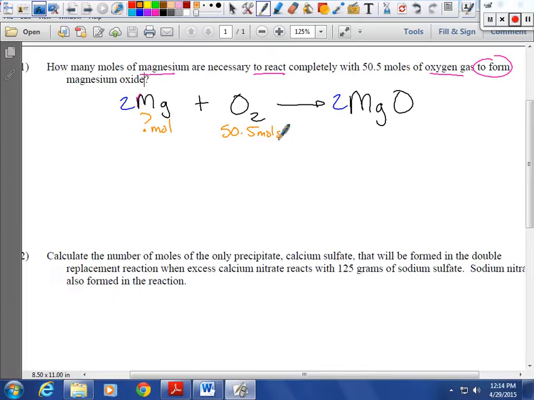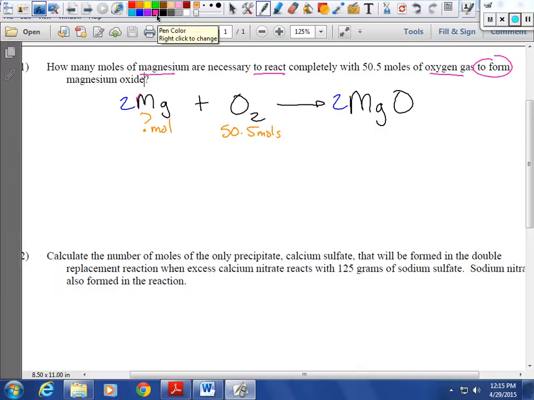Do I know where I'm starting and where I'm going? Yeah, I don't have to worry about anything else but those two things. I have no data about MgO. So in terms of the stoichiometry, it means nothing. It's just there to be a part of it. I need it to make sure I have a balanced equation. Now, what unit am I going from and to?